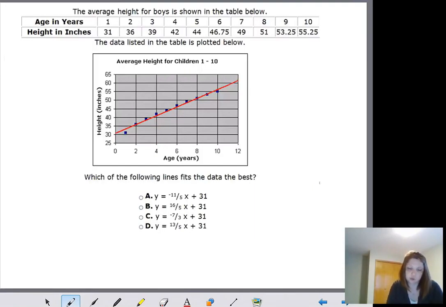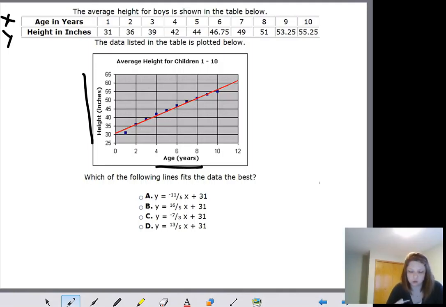The average height for boys is shown in the table below. So they give you a table, and they also plot all those points for you. So you have age in years, which is down here. So this is your X coordinate. And then you have height in inches, which is your Y coordinate, up here. They plot the points, and they give you the data, and they say, now, which of the following lines fits the data best? So you can look through all of those equations and think about which one will fit the best.